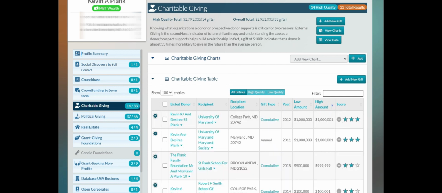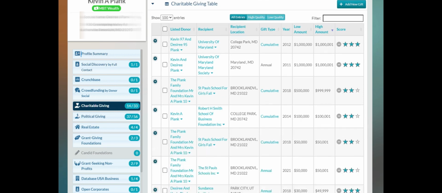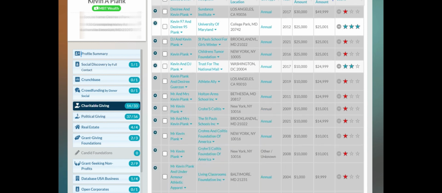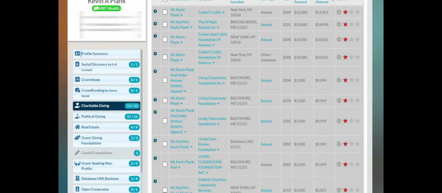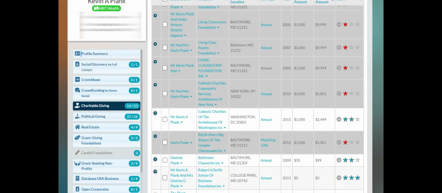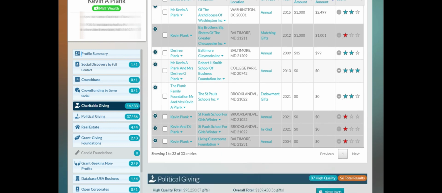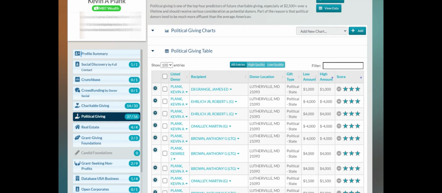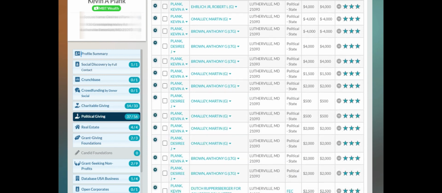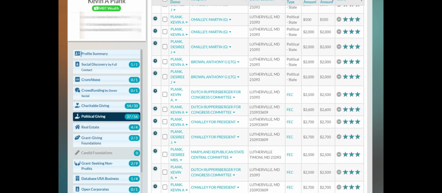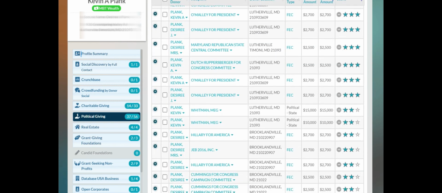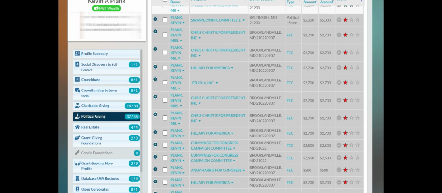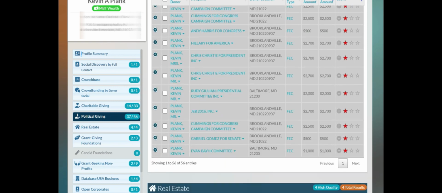So now we can identify by name to whom your donor is giving and how much money they are donating, and whether this is a cumulative gift, a capital campaign gift, a grant, or an annual gift. We also look into political gifts, state and federal, and we have the FEC link as well. What we found is that political donations are a greater indication of wealth than wealth itself.